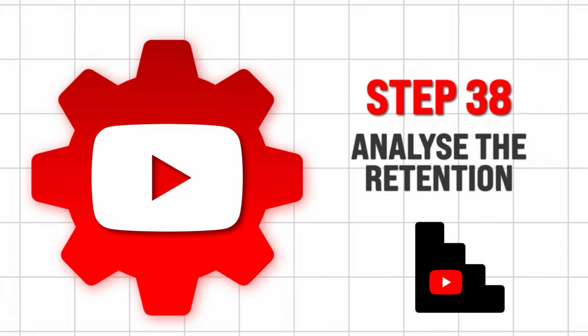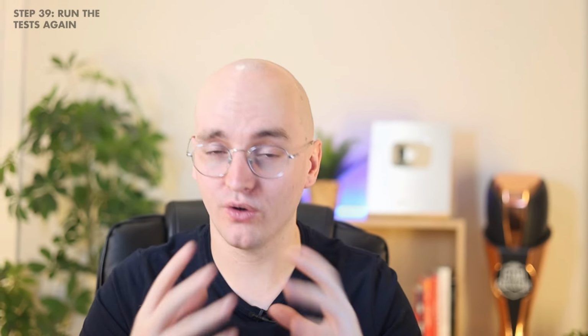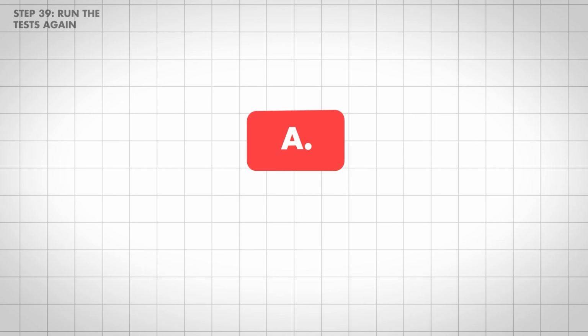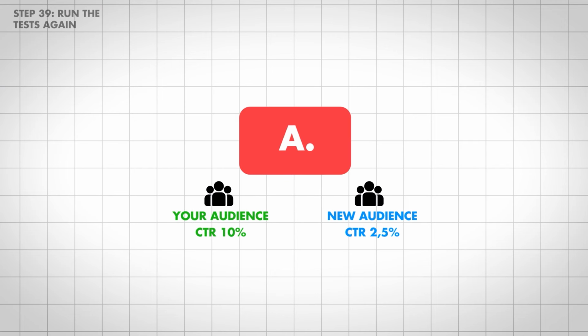Then step number 39 is where we take our initial thumbnail test, and after 5 days we run it again. The reason why is because your thumbnail may initially perform better than your other thumbnails for your initial audience, but it doesn't mean it's going to perform as well for another audience.